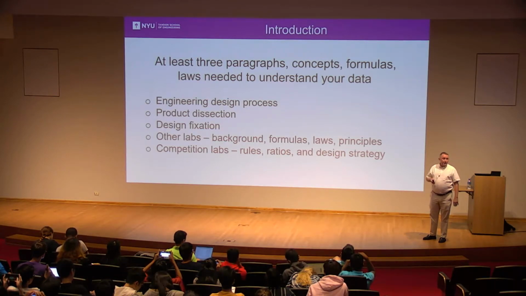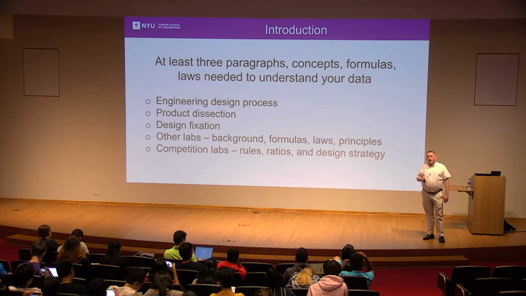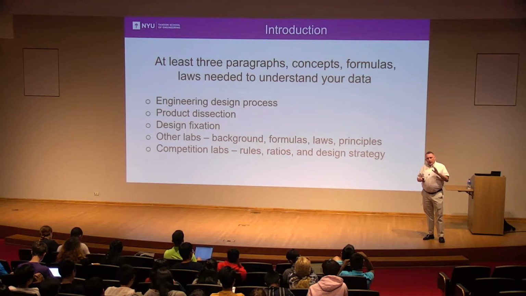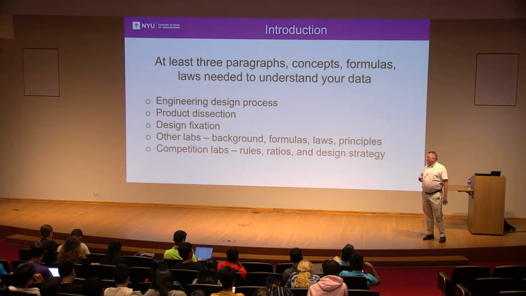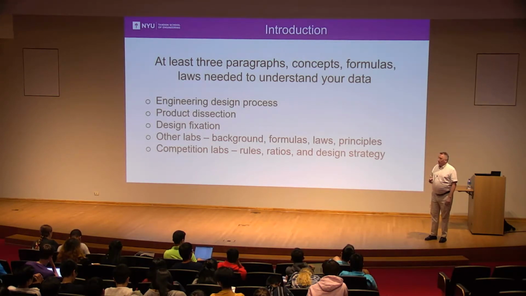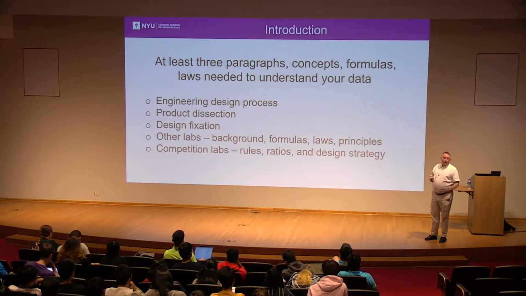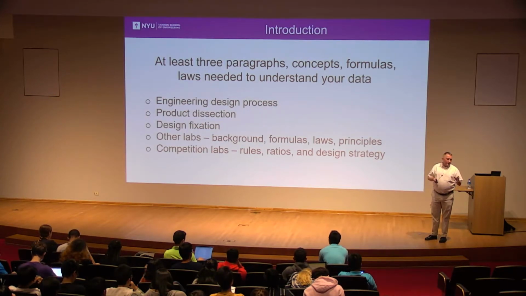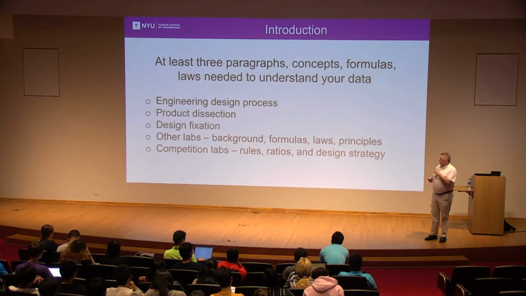It's the concepts, the formulas, the laws, the principles, everything the reader needs to know to understand your data. So for Lab 1B, you had to talk about the engineering design process, product dissection, and design fixation. For your other labs in this section, it's the background material, formulas, laws, principles. For competition labs, you must include at the end of this section a discussion of the rules.